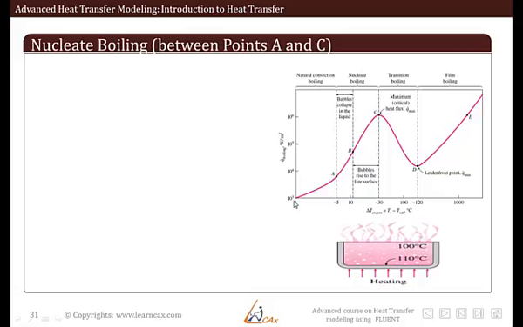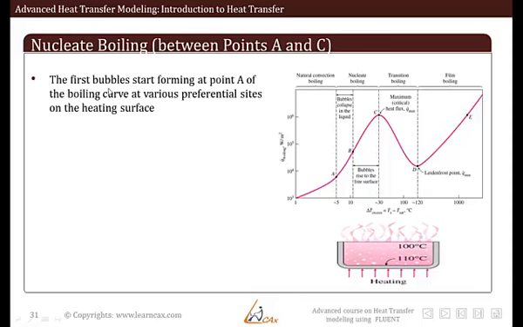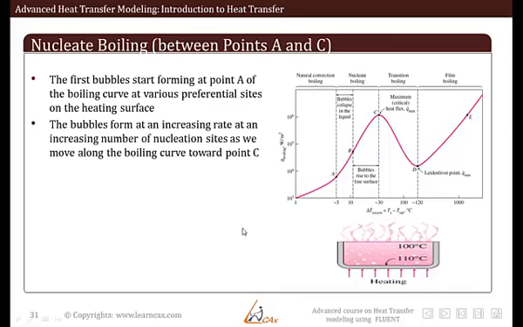So as you can see, this is the first stage where the excess temperature, that is the difference between the surface temperature and the saturation temperature, is low, about 1 to 5. In that case, we see that the heat flux goes on increasing. This is referred to as natural convection boiling, and in this the first bubbles start forming, and this is at the point A of the boiling curve, and at various preferential sites on the heating surface there are some bubbles formed depending upon randomly spaced sites.